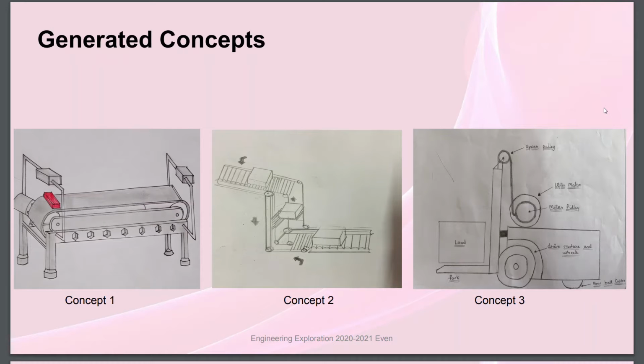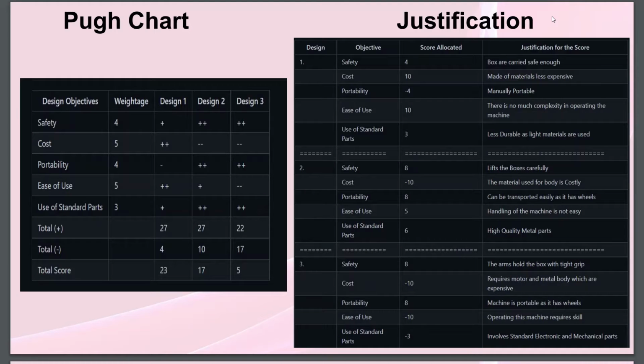Generated concepts. First concept: it transfers the box from one position to the other horizontally using a conveyor belt. Second concept: it transfers the box horizontally and vertically. Third concept: it transfers the box by lifting it from its base through a fork. All three designs are compared using a Pugh chart. Objectives like safety, cost, portability, ease of standard parts are considered to assign a score to each individual design.